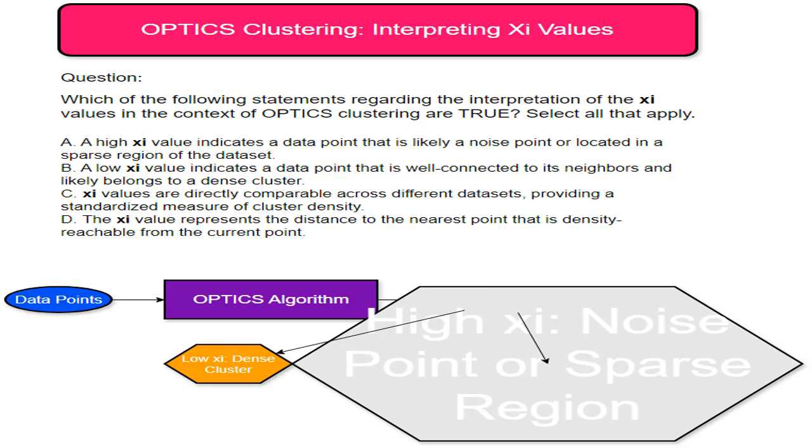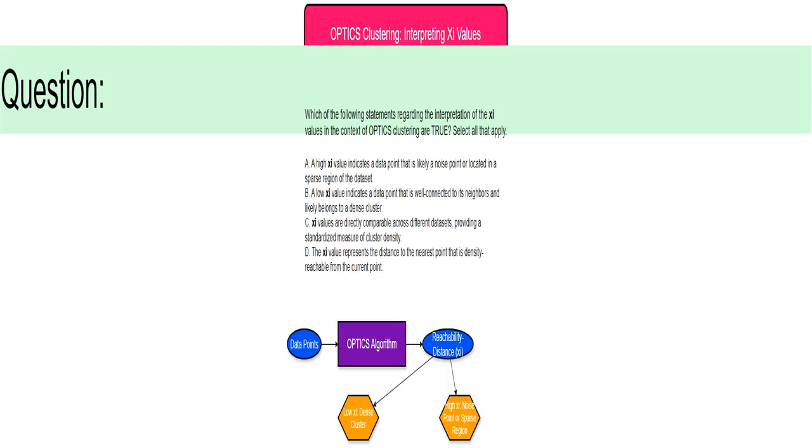Xi measures how far you need to go from a data point to reach its furthest neighbor that's still connected through a chain of dense points. It's like figuring out how far you need to walk from your house to find the farthest house that's still connected via a close-knit neighborhood. This question is all about testing your understanding of what Xi tells you about your data. Let's analyze each statement carefully.